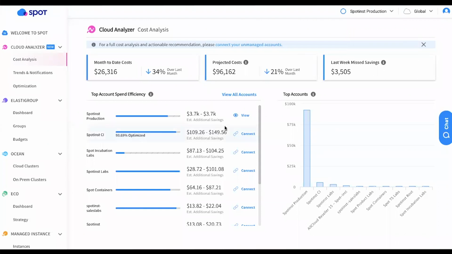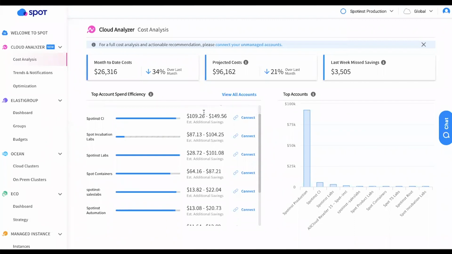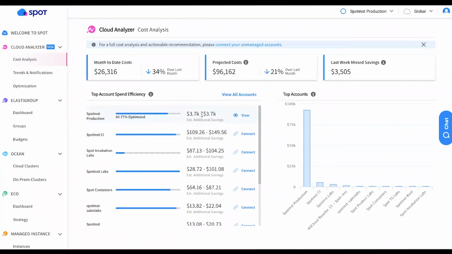Right below that, you can view all your accounts, by the way, but you also have the top 10 accounts in terms of spend and how efficient they are. Now, the reason why this is so important is because knowing how much you're spending in the cloud is great. You might be spending a lot of money, but the real question is not how much are you actually spending, but rather how efficient is that spend.